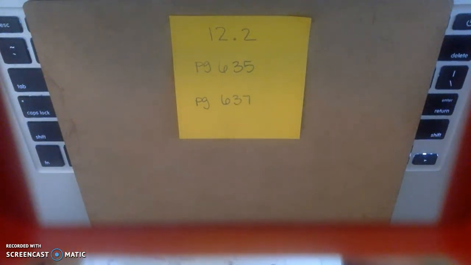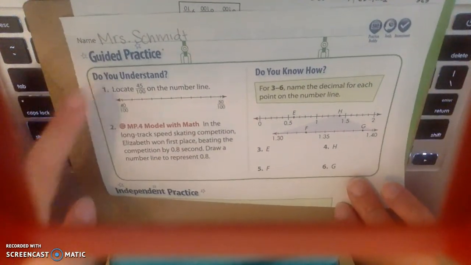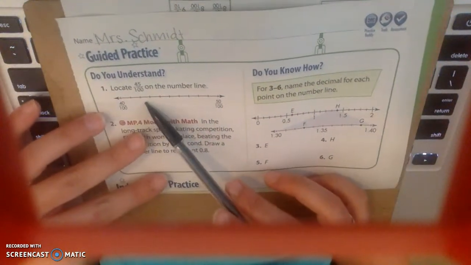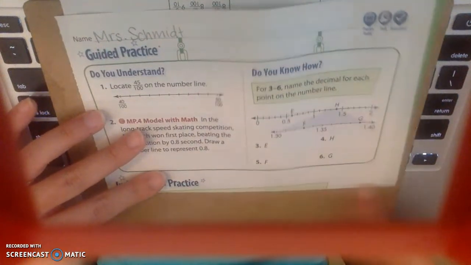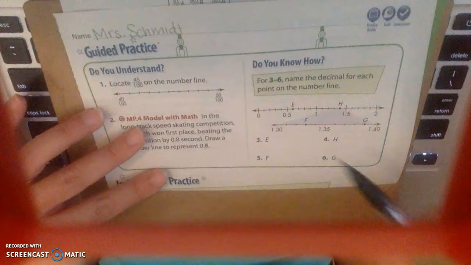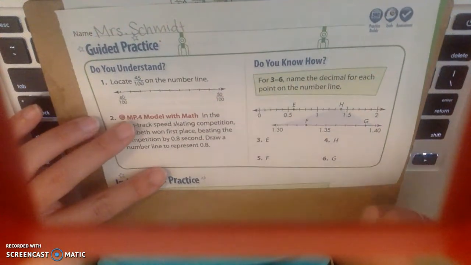So if we look at our page, we're just going to take a look at the guided practice. Okay, so your guided practice here. We're going to be looking at locating fractions and decimals on a number line. You should already be familiar with locating fractions on a number line.